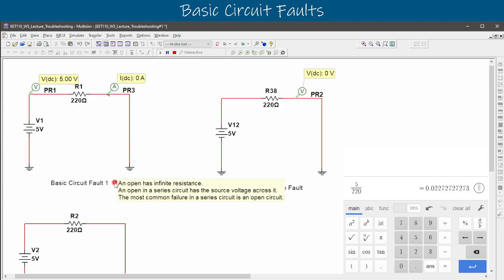So let's click on this little thing here. It says an open fault has infinite resistance, and an open fault in series has the source voltage across it. We saw that 5 volts still dropped across that. This is the most common fault for a series circuit. So an open is how our resistors will fault naturally.